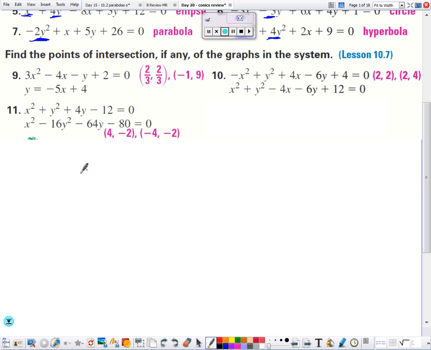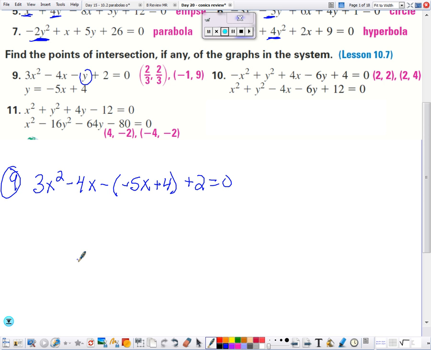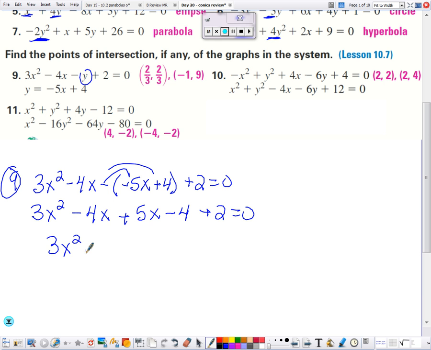Okay, so finding the points of intersection. For number 9, I'm going to use the substitution method because we already have y equals. So I'm going to substitute in what y equals for the y variable in the first equation. Distribute this negative. Find my like terms. And now I have to factor. So I'm going to split the middle.